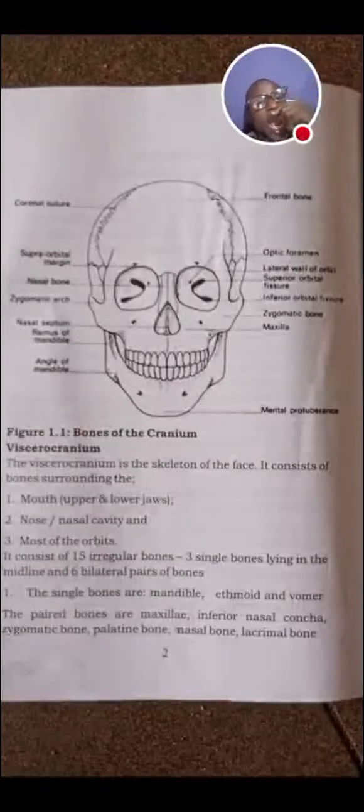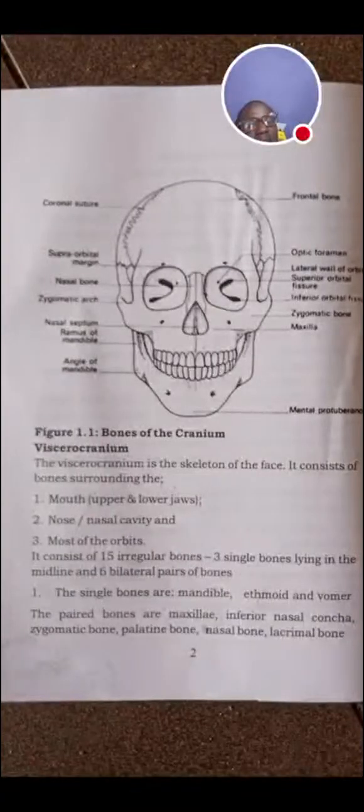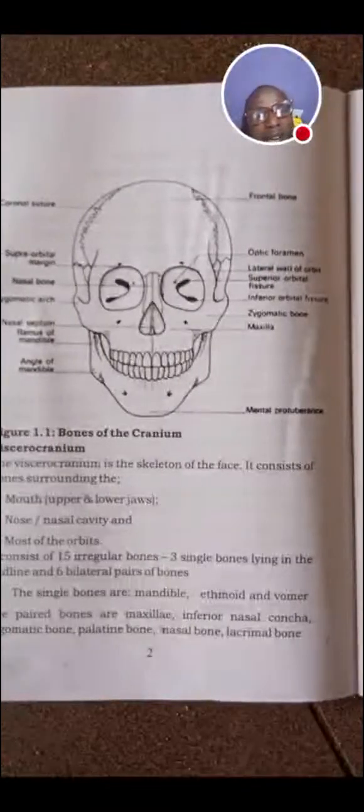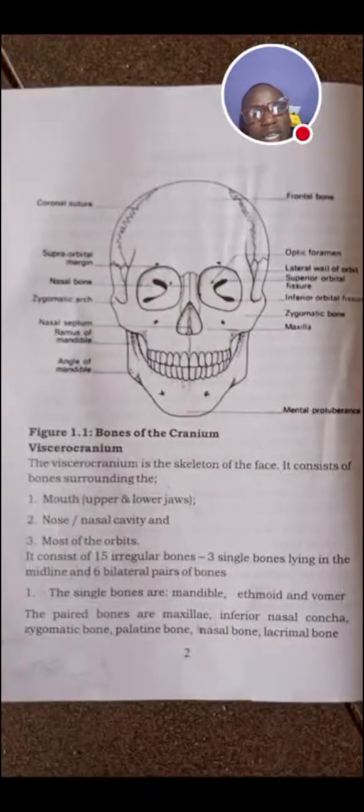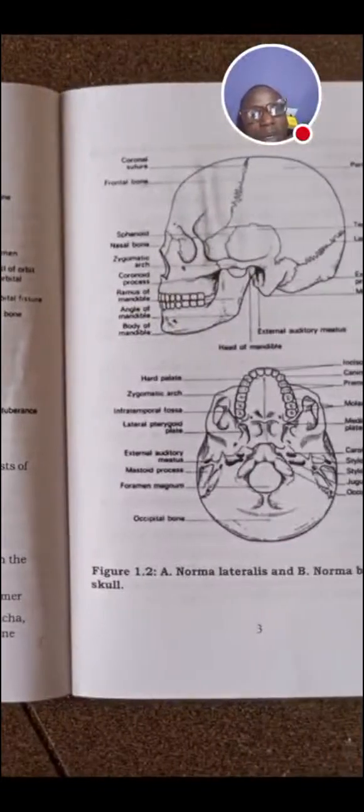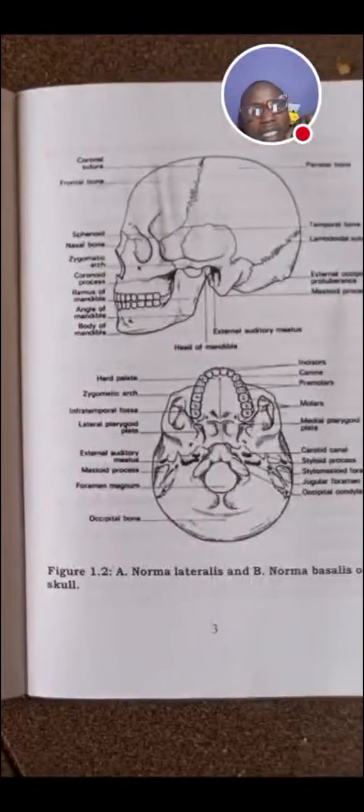The maxillae. This is the maxillae. The inferior nasal concha is just here. The palatine bone. Let's check the diagram. Can we find the palatine bone? Is it in the structure? Palatine bone isn't here. So we're going to check up. Can we find palatine bone?